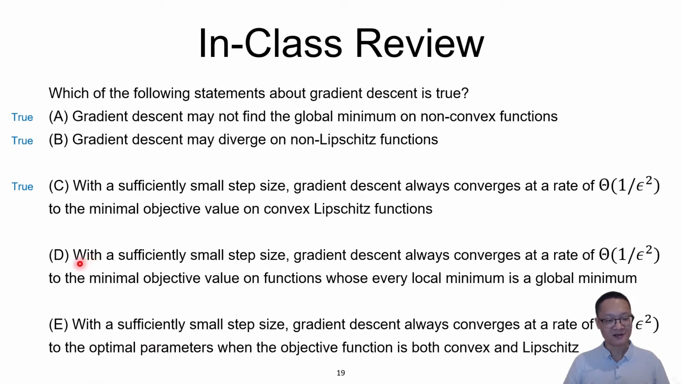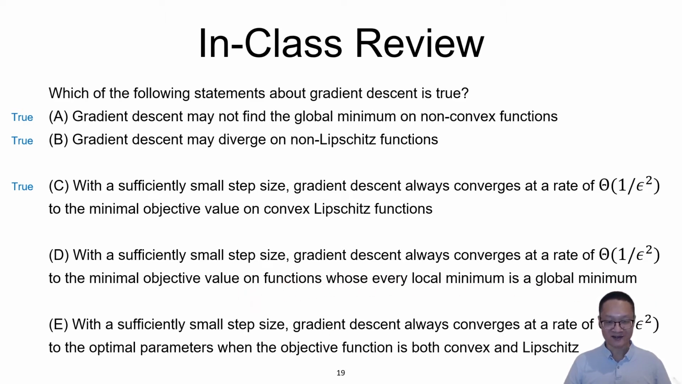Okay, next, with a sufficiently small step size, gradient descent always converges at a rate of big theta of 1 over epsilon squared to the minimal objective value on functions whose every local minimum is a global minimum. So this looks like exactly the same as C. The only difference is that for C, we have convex Lipschitz functions. For D, we have functions whose every local minimum is a global minimum. So are they the same?